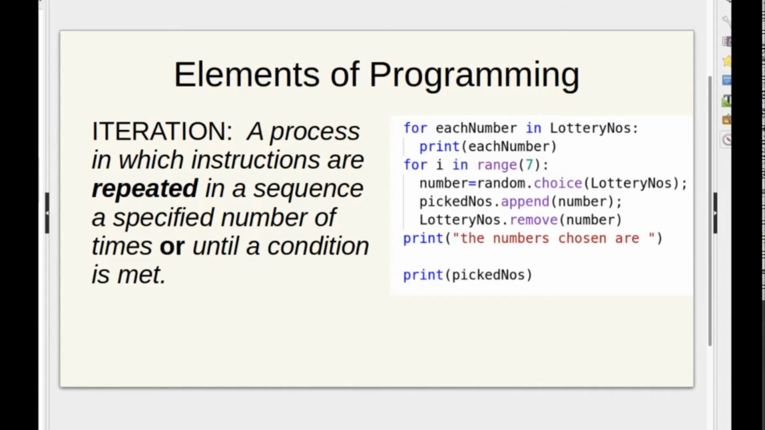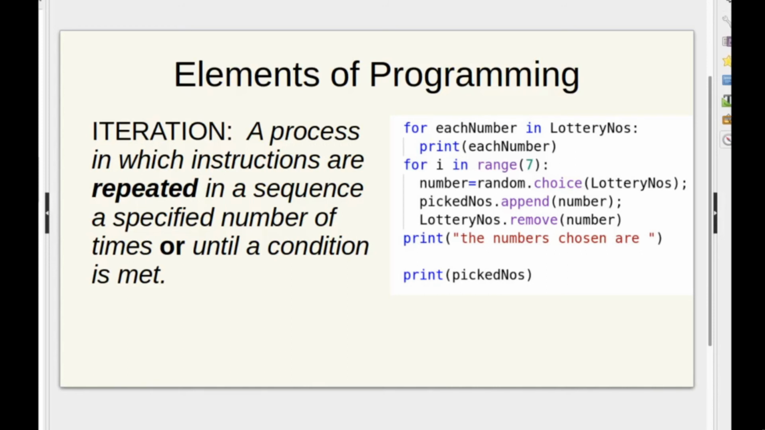So here we have for each number in the lottery numbers, print each number. So as long as there are numbers in the list that we haven't printed, print the number. Secondly, for i, a variable, in a range of 7, select random numbers, the random choice lottery numbers, that's your number variable, your picked numbers, append to the number, and lottery numbers remove from the number. And then, only then, you print the chosen numbers are.